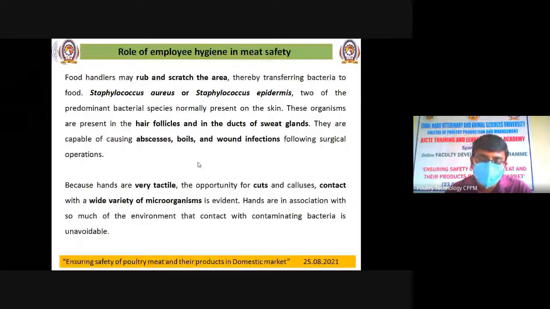Because the hands are very tactile, you use hands for all purposes. So there is the opportunity for cuts and natural causes. The hands may come into contact with a wide variety of microbial organisms, and that is evident. Thereby contact with contaminating bacteria is unavoidable, and side by side they will handle the food, which leads to contamination.